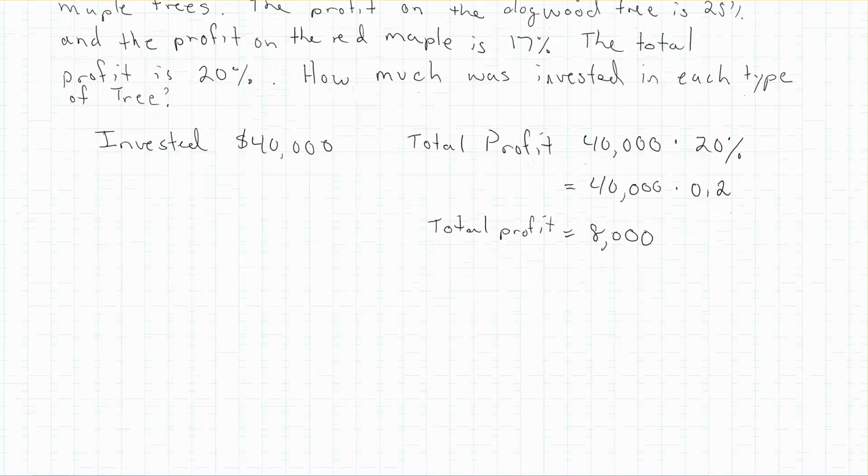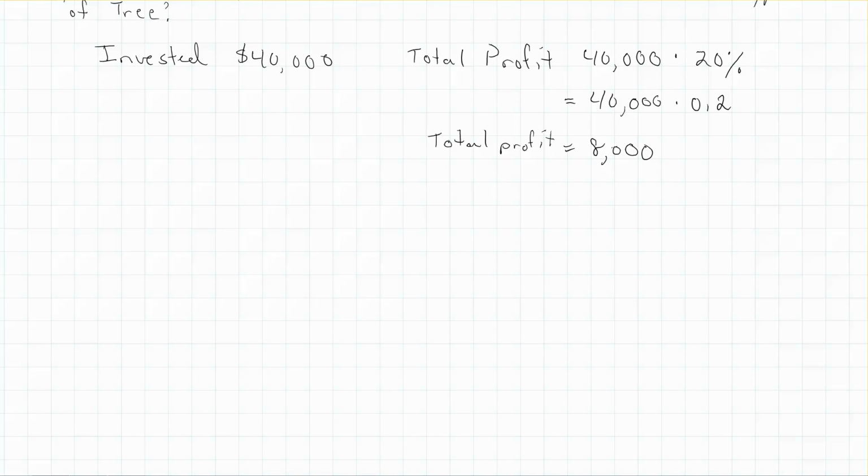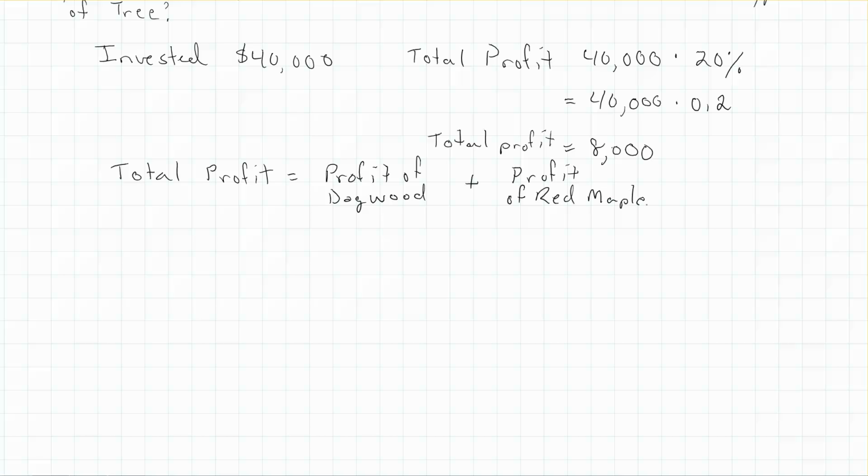But I want to know how much I've invested in each tree. Well, what do we have here? We have that the total profit is going to equal the profit of dogwood plus the profit of red maple. That's where the mixture part of this problem comes from. My total profit is a mixture of profit from my dogwood plus profit of my red maple.